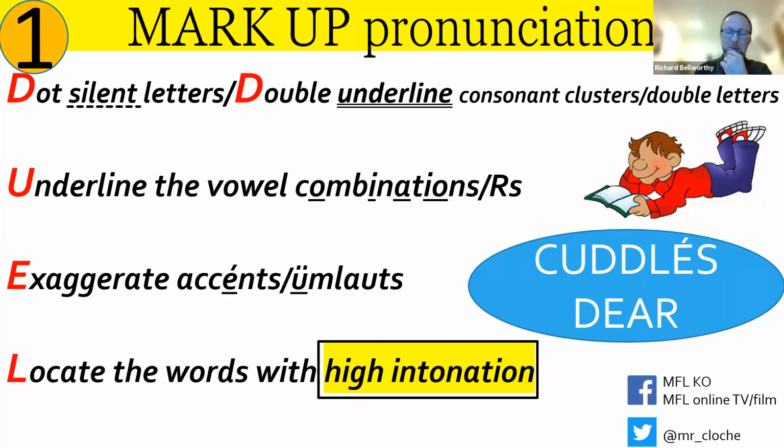And these are the practical things that we do. In order to help with pronunciation, we annotate the text. You may have heard of Cuddles or Deer, made famous by the Michaela School. This is useful for French and German. It would probably work for Spanish as well, dotting silent letters and underlining the vowel combinations and the R's, exaggerating the accents and highlighting parts of the knowledge organisers that have high intonation.